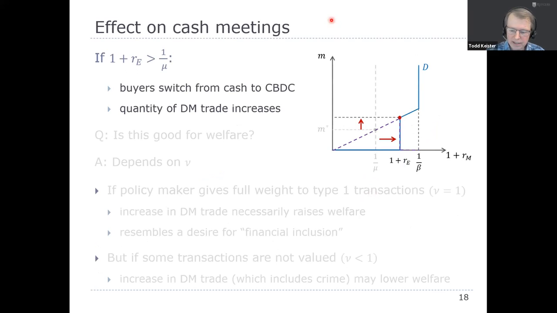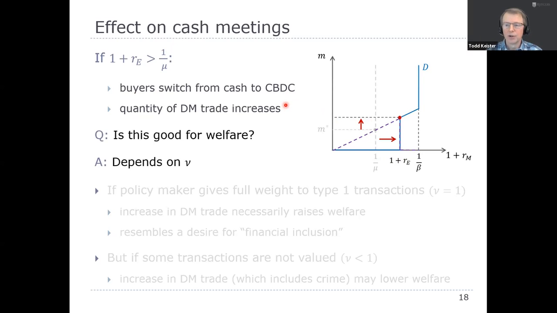So what's the equilibrium effect in cash meetings then? Well, if the central bank introduces the digital currency, and if it has a higher real return than physical currency, so if the nominal interest rate is positive, well, then all of the cash buyers are going to switch. So physical currency is going to disappear. Everyone switches to CBDC. Because it offers a higher return, they're going to hold higher real balances. Because they're holding higher real balances in these type 1 meetings, we're going to get more trade.